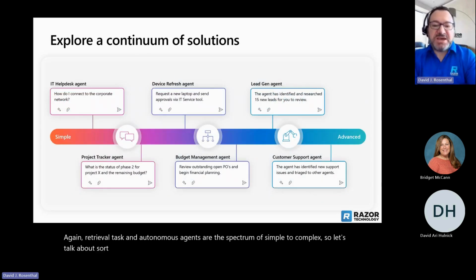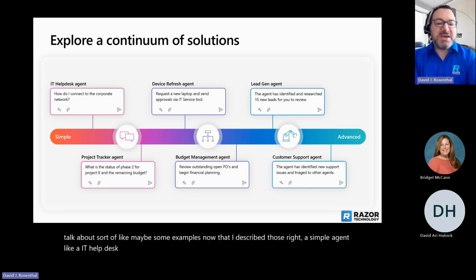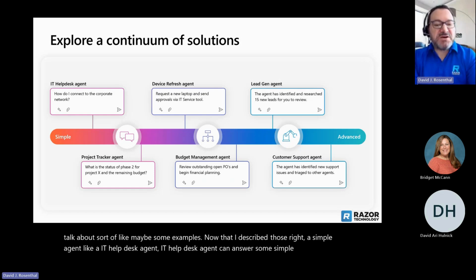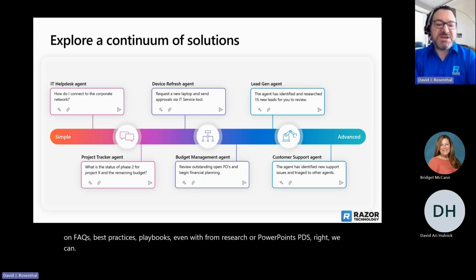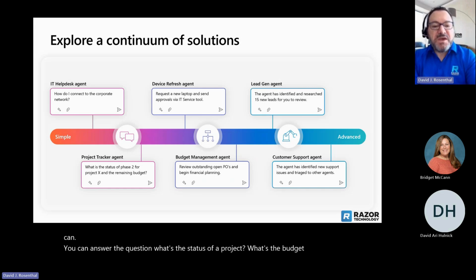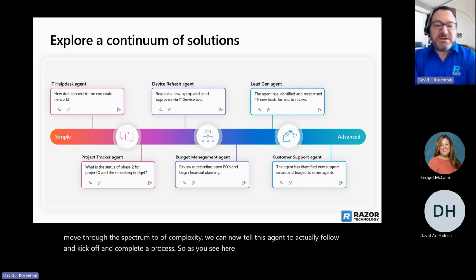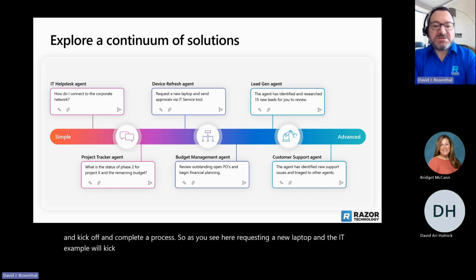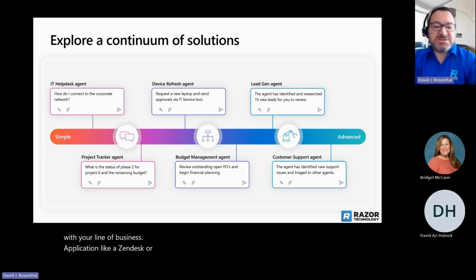So let's talk about some examples now that I described those, right? A simple agent, like an IT help desk agent, can answer some simple questions based on FAQs, best practices, playbooks, even from research or PowerPoints, PDFs, right? A simple agent can answer the question, what's the status of a project? What's the budget here? As you move through the spectrum of complexity, we can now tell this agent to actually follow and kick off and complete a process. So as you see here, requesting a new laptop in the IT example will kick off a whole process and see it through to completion, while even working with your line of business application like a Zendesk or ServiceNow, which is your ticketing system.